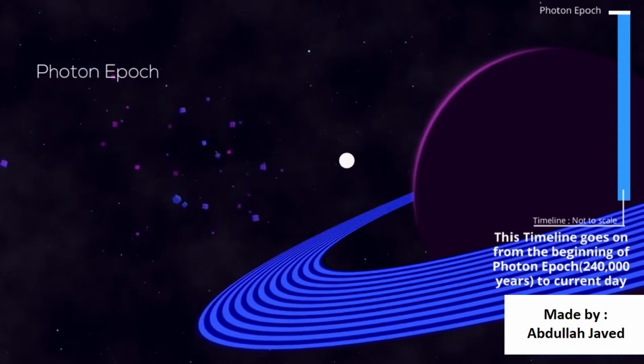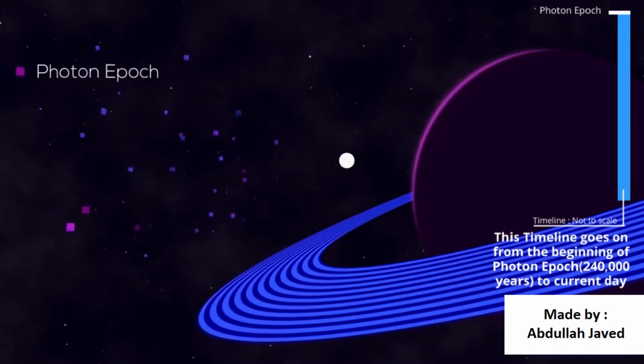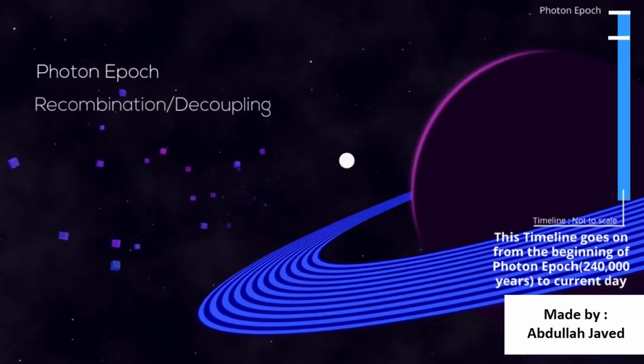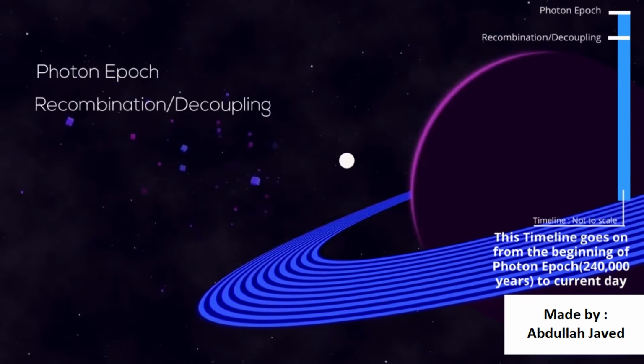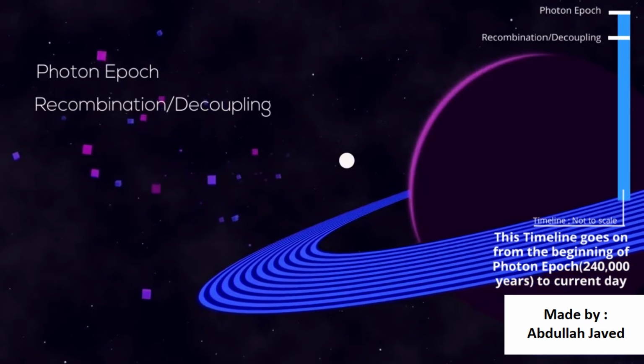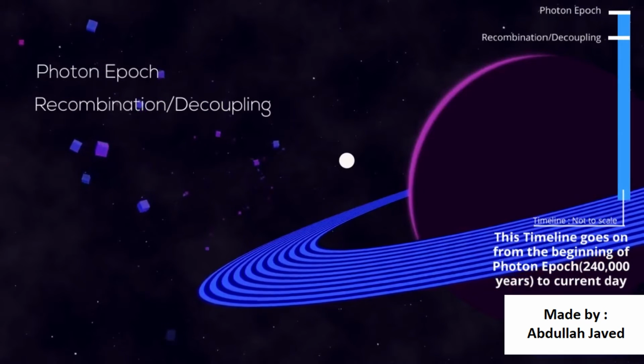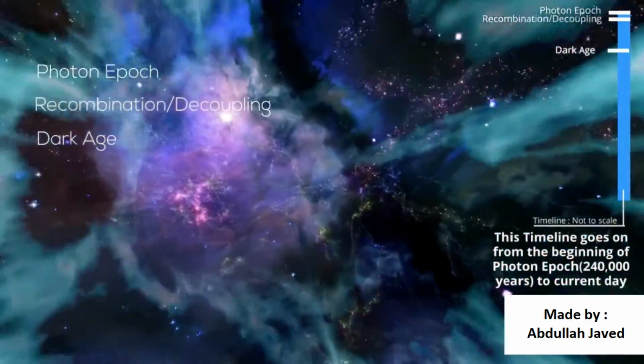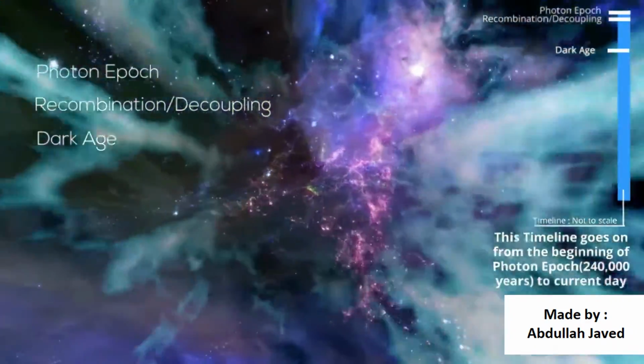The universe consists of nuclei, electrons, and photons. Temperatures remain too high for the binding of electrons and nuclei to form atoms. Electrons and atomic nuclei first become bound to form neutral atoms. Now the universe became transparent to light, and now photons traveled freely.